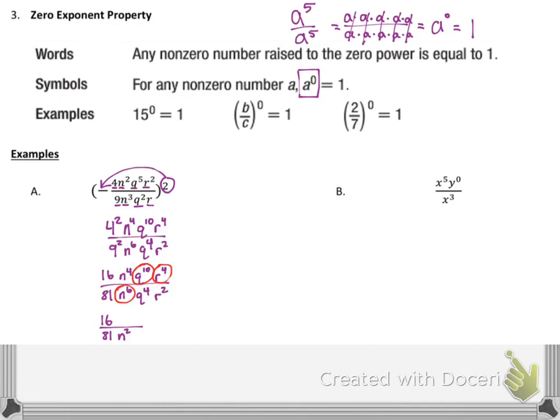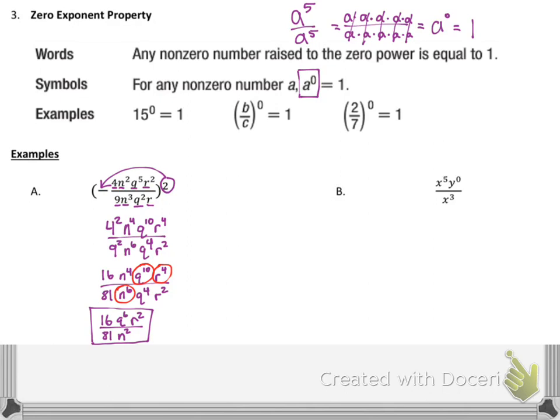Q to the 10th divided by q to the 4th, so I subtract the exponents, so I have q to the 6th, but since the bigger one is in the numerator, I leave it in the numerator. Same with r squared. I know that was a little bit confusing. Now I know this is simplified because I only have one q, one r, and one n. So that is my most simplified expression. That was a little crazy.